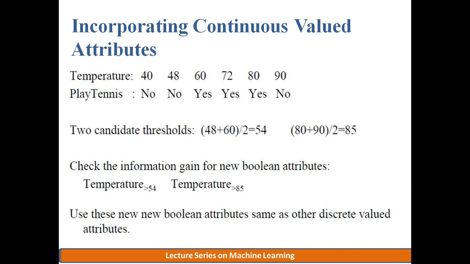The information gain can then be computed for each of the candidate attributes, that is temperature greater than 54 and temperature greater than 85, and the best can be selected, that is temperature greater than 54. This dynamically created Boolean attribute can then compete with the other discrete valued candidate attributes available for growing the decision tree. So this is how we can incorporate continuous valued attributes into the decision tree.